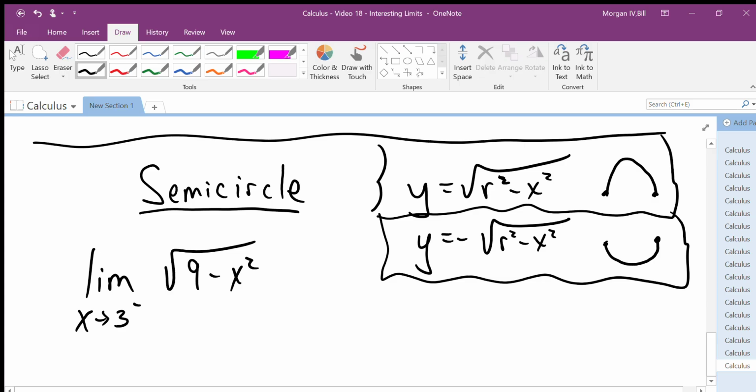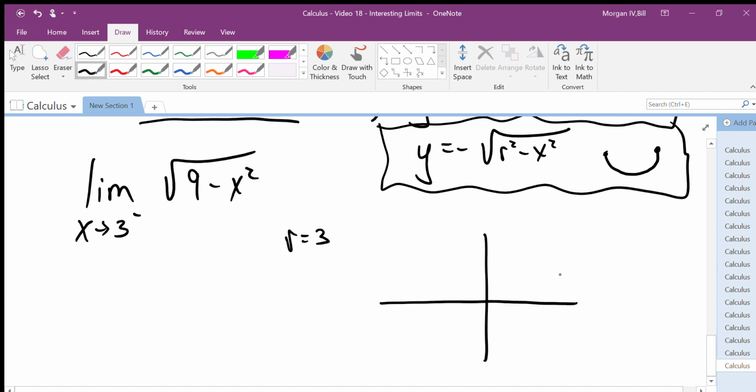In this case, we have the positive square root of 9 minus x squared. That means the r value must be 3. So the semicircle, top half, because it's a plus out front of here. You don't have to write it, but it's there. Radius 3. Therefore, that's an awful semicircle, but we'll use it. Over here 3, and here negative 3, and top up here 3. And the question is, what is the limit as the function approaches 3 from the left? Well, it's a good thing we're approaching from the left because there's nothing to the right. Coming from the left, we can see that the y value is getting closer and closer to 0.